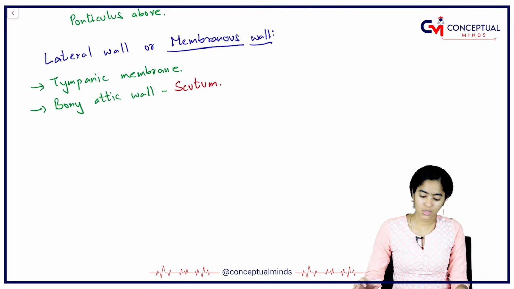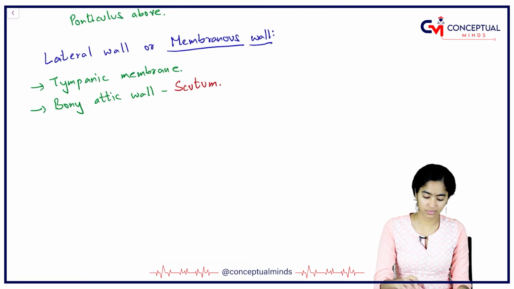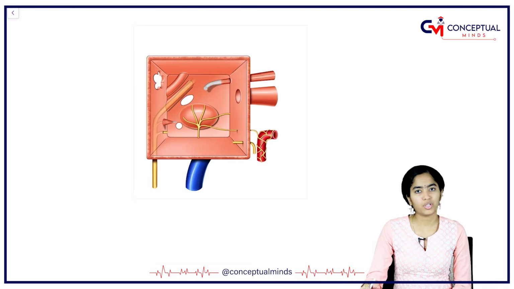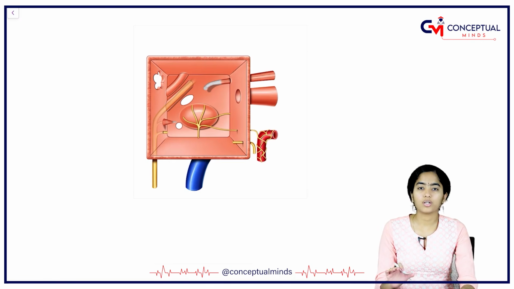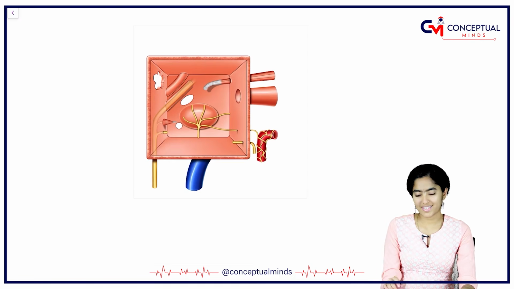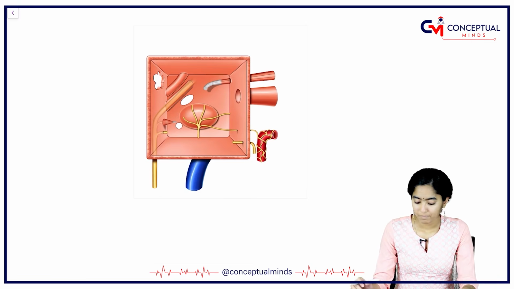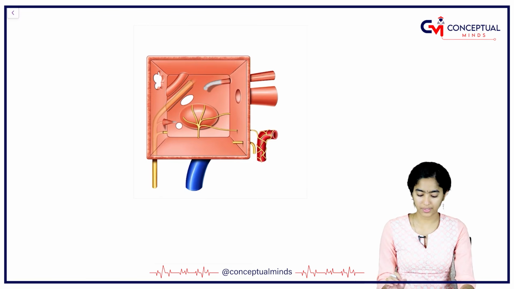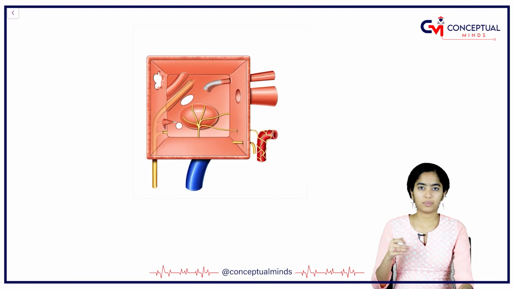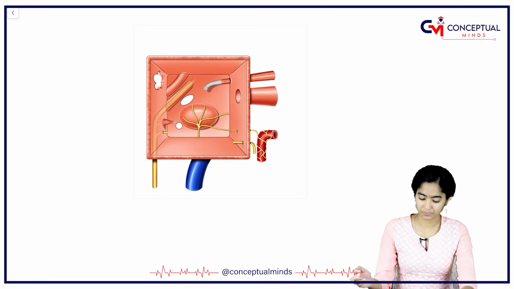Let us summarize all of them by looking at one picture. This is a representational picture depicting the middle ear. The middle ear is not exactly a cube like this. This picture facilitates easy understanding of middle ear and so it is being shown. Please don't imagine middle ear to be a perfect cube like this. But by looking at this, you can understand all the structures properly. What is missing in this cube is the lateral wall. Tympanic membrane is missing. So we have removed the tympanic membrane and we are looking at middle ear.